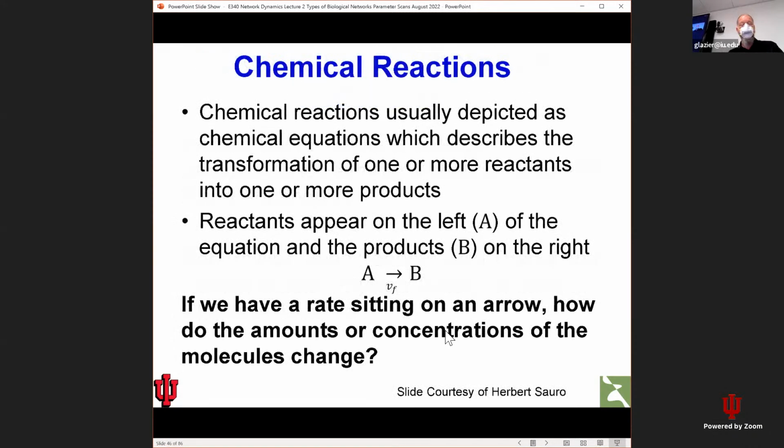So let's talk about chemical reactions. We have already done this, so I'm going to go through this pretty quickly. We'll have arrows. Typically on the left, we have substrate. On the right, we have product. We'll try to write a rate. Sometimes you'll see a letter K sitting on an arrow. I'll try to use V for the rate. And that tells us how much A is being produced per unit time, how much B is being produced per unit time, and how much A is being destroyed.